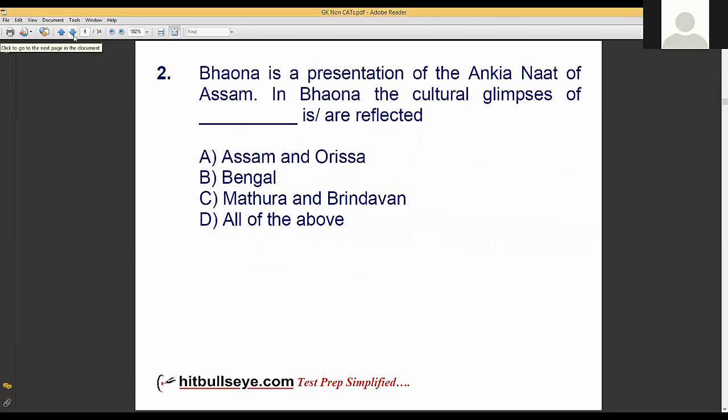Bhavna is a presentation of Ankia Nat of Assam. In Bhavna, the cultural glimpses of which of these areas or regions are reflected?